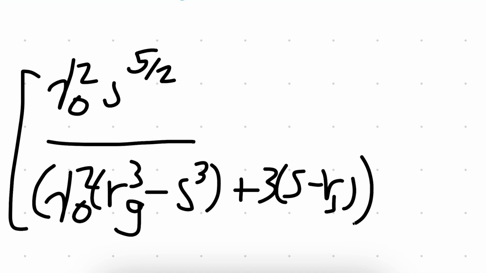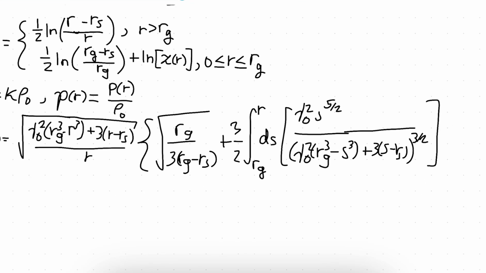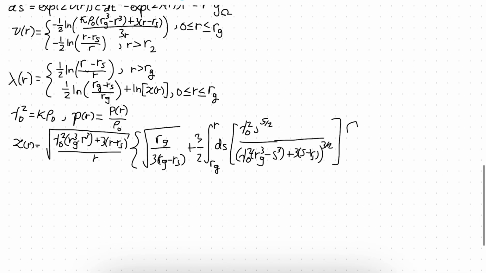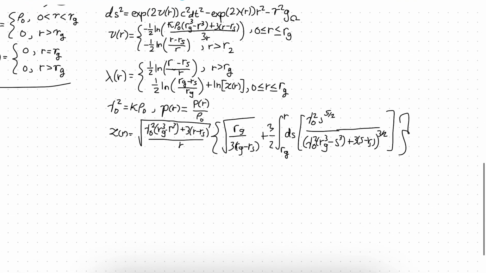So the Schwarzschild radius of your slime girl, 3 over 2, and then quantity, and then just close the brace.